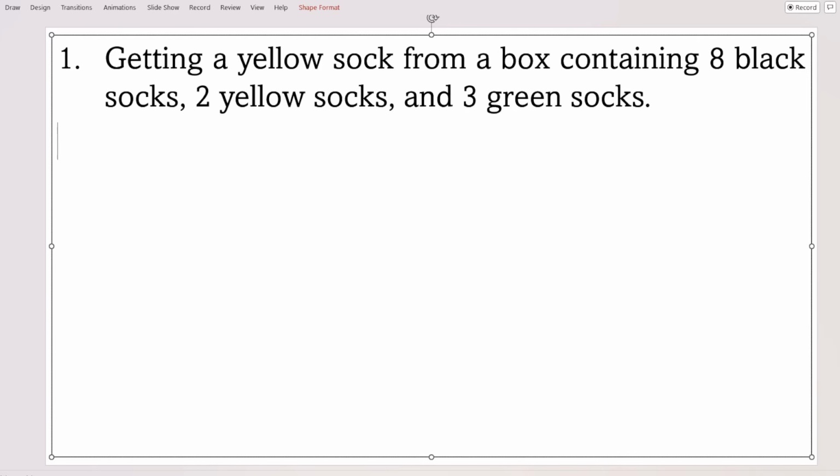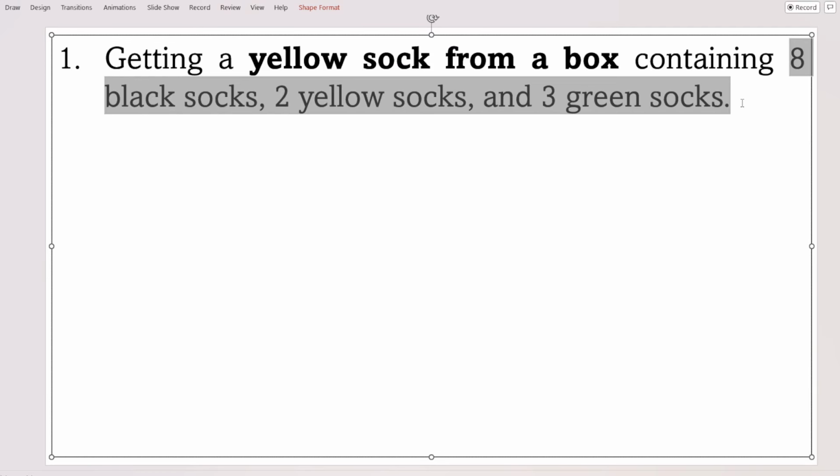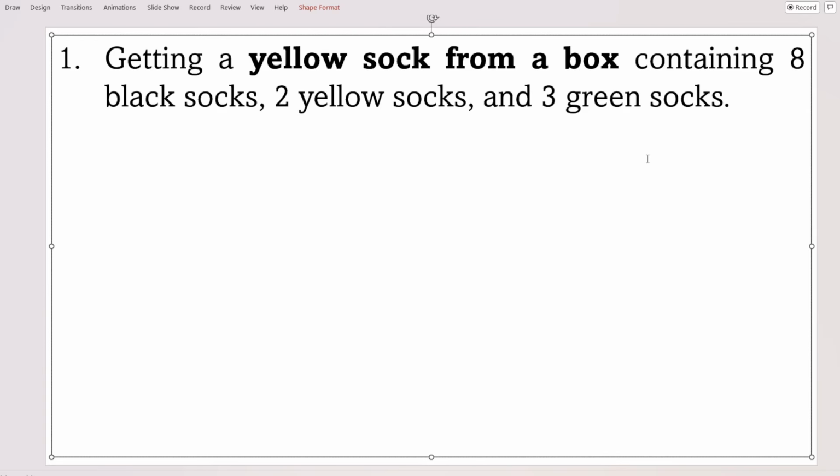When we look at this problem, getting a yellow sock from a box, this is actually your event E. This is the event that you want. The box contains 8 black socks, 2 yellow socks, and 3 green socks. Now, the question here is, what is the sample space? If you look at the problem correctly, you're getting a yellow sock. You only take one object from the box, and that is your event: getting one object from the box that contains 8 black socks, 2 yellow socks, and 3 green socks.